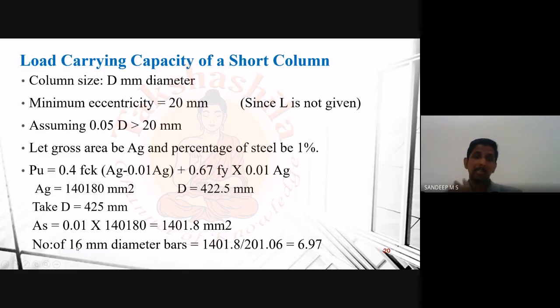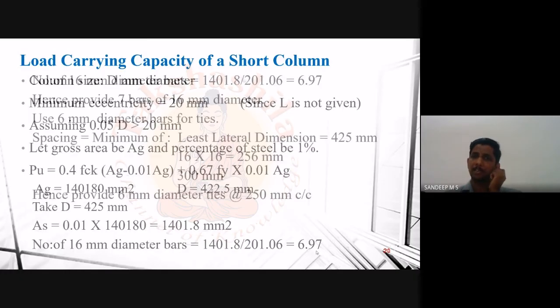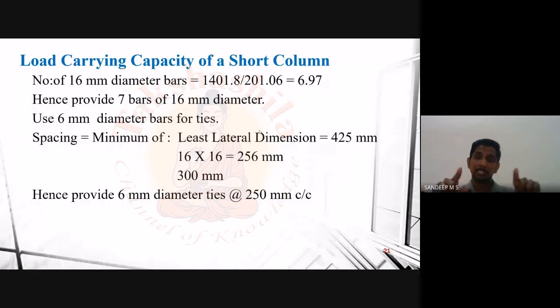So now we will calculate. I am assuming that I am going to provide 16 millimeter diameter bar. So how many bars are required? This area divided by area of one bar is coming around 6.97. It is anyway a circular column, so let's provide 7 bars. Okay, equally distributed. And again, we have different conditions for providing the bars. In the case of circular columns, the peripheral spacing between these bars should be equal. It should be equally distributed. So 7 bars should be equally distributed inside this circular column. Okay, so we will provide 7 bars of 16 mm diameter.